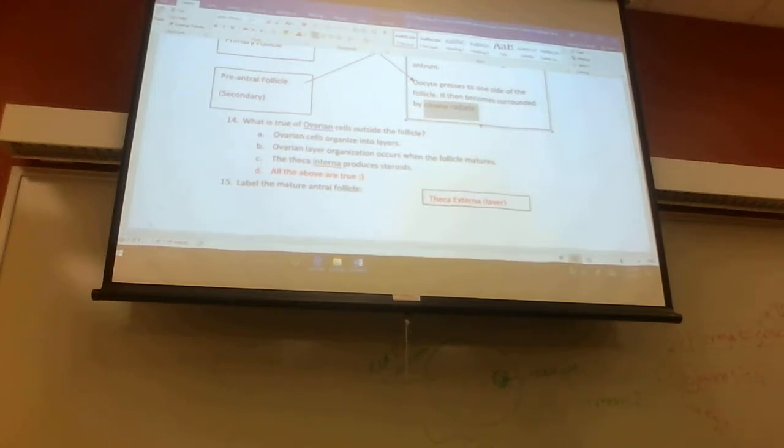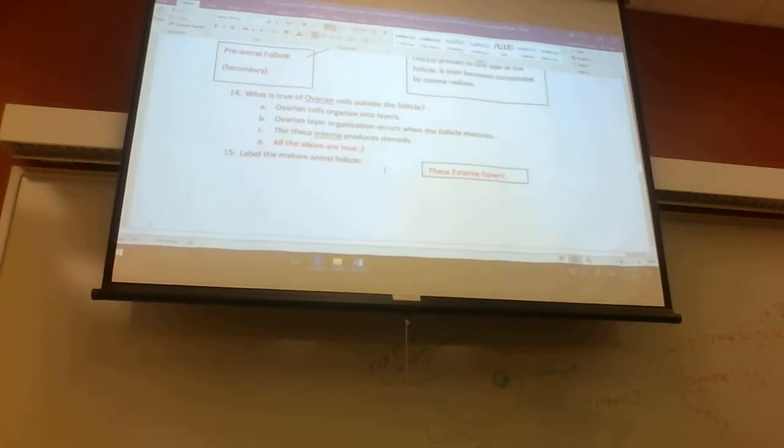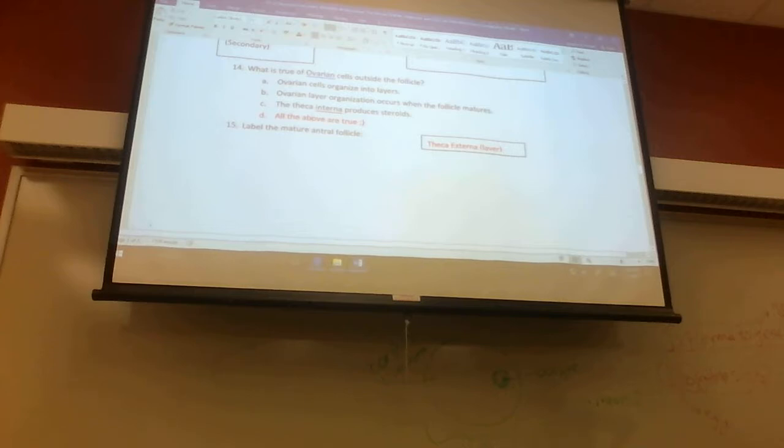So, what is true of ovarian cells outside the follicle? Ovarian cells are organized into layers. Ovarian layer organization occurs when the follicle matures. So, it organizes into layers because once you mature, then you're the next one, and you're the next one. The theca interna produces steroids. And then all the above are true.